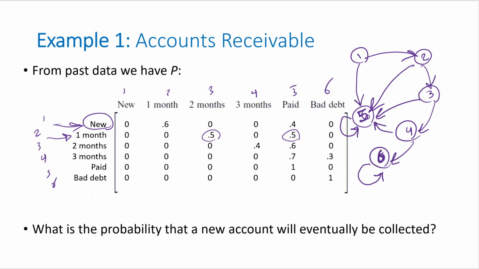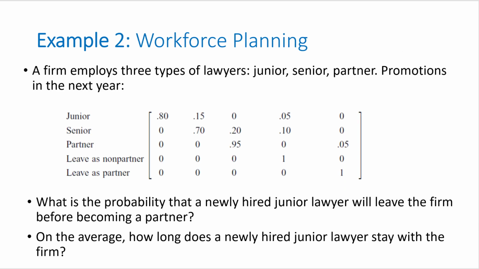We want to see what's the probability that one of the transient states ends up in one of the specific absorbing states. Another example. A firm employs 3 types of lawyers: junior, senior, and partner. Promotions in the next year are also possible. So if someone's a junior now, the states of employees, the system here is an employee. The state of the employee could be junior, senior, partner, or they can be classified as someone who left as a non-partner or someone who became a partner.